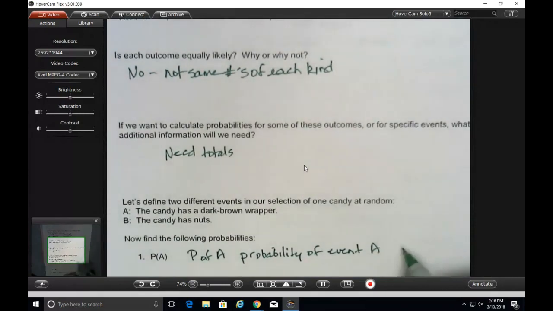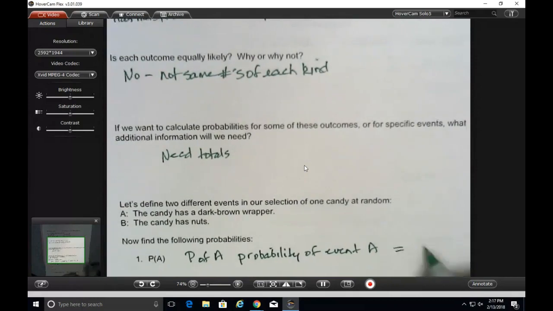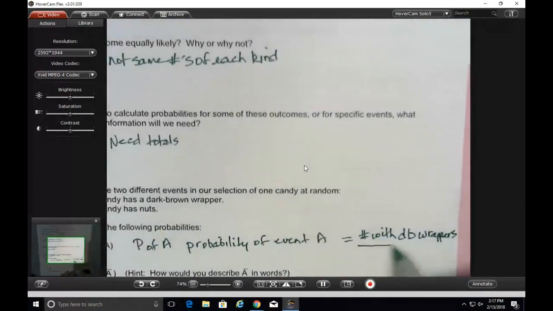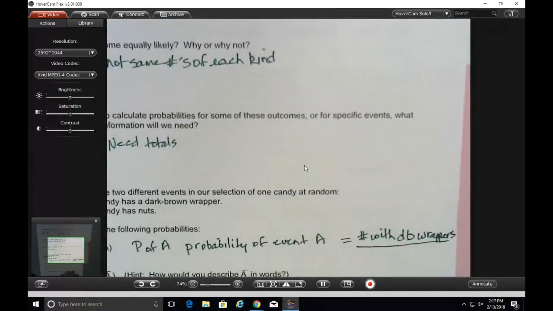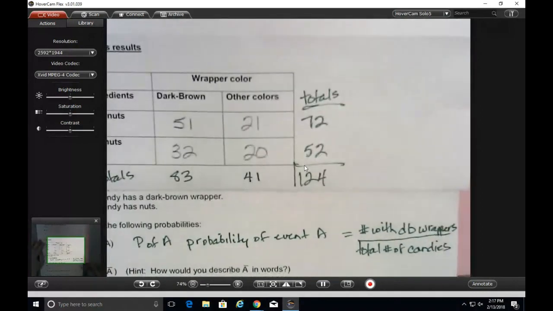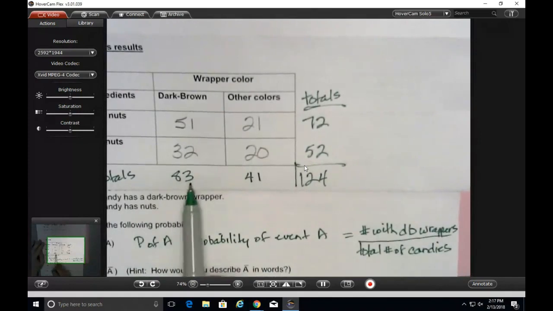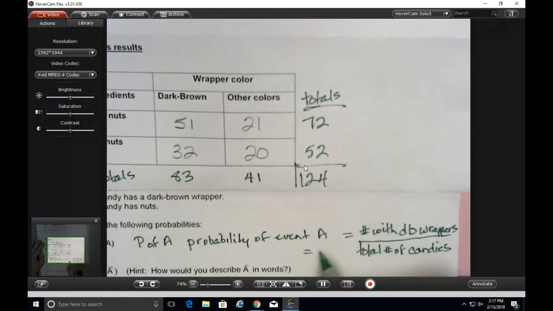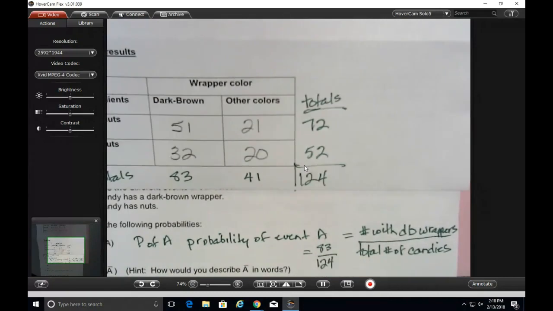To figure this out, we would want to know how many have dark brown wrappers. So we're going to do that on the top, and we're going to divide that just by the total number of candies that we had. This is one reason I did the row and the column totals. The total number that did have dark brown wrappers was 83. So we had the nuts and the no nuts, but altogether there were 83 that had dark brown wrappers. So this is going to be 83 on the top, and then we're dividing by the total number of candies, which is 124.